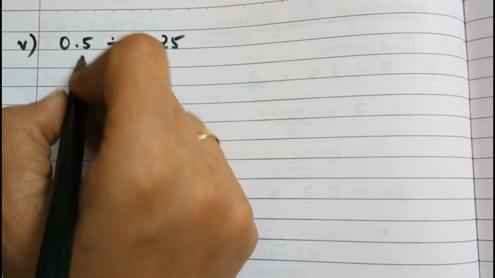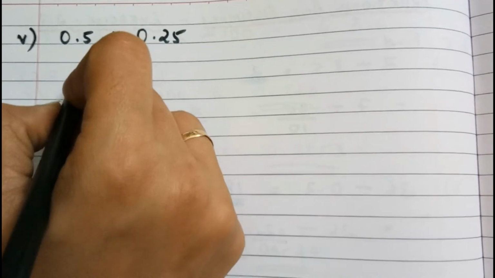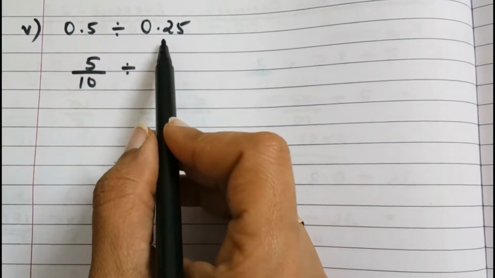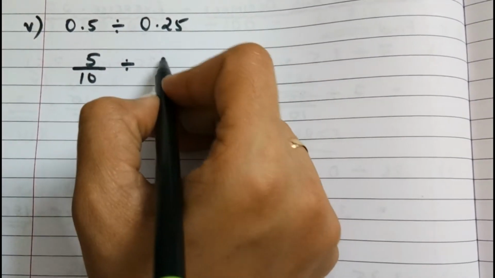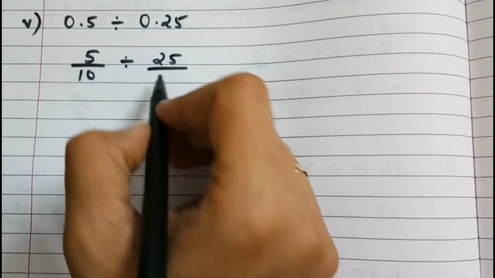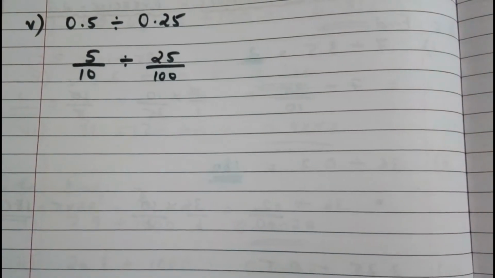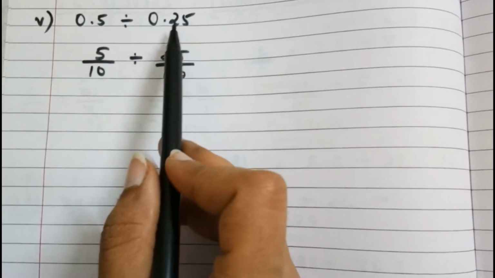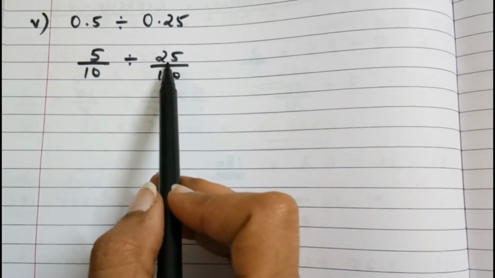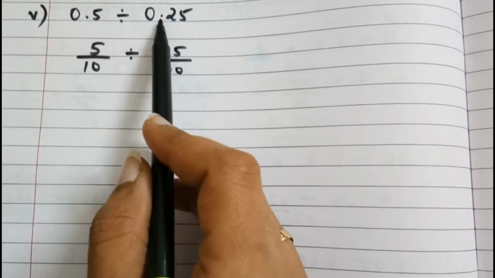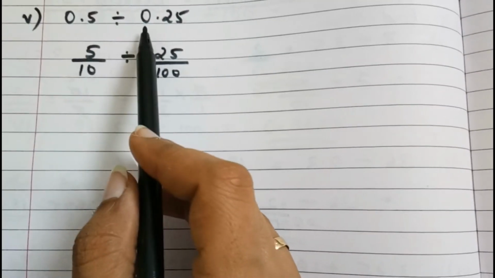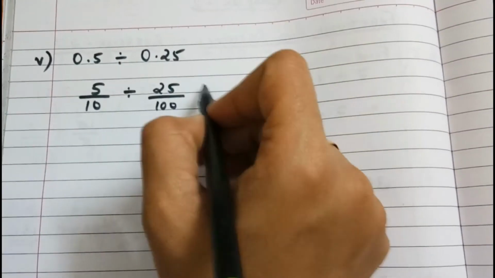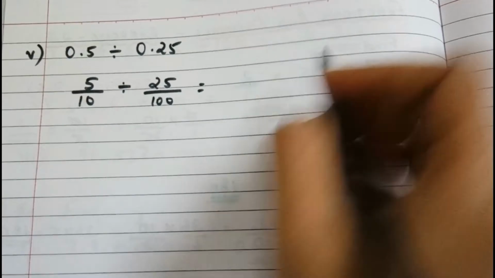Since there is only one number here, it is 5 by 10 divided by, here there are two numbers after the decimal point. So 25 by 100. Clear? Why? Because see, this is two numbers after the decimal point. So we just took that two numbers by 100. Since there is 0 point, this 0 is not counted, that is fine. Okay. Clearly understood how this comes? Okay. Now let's move towards the next step.